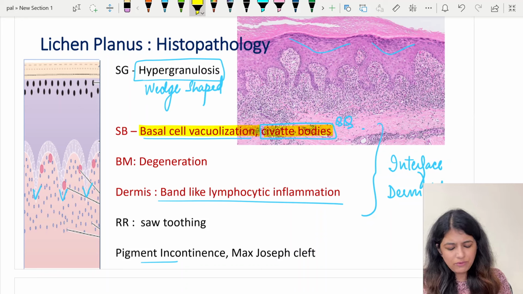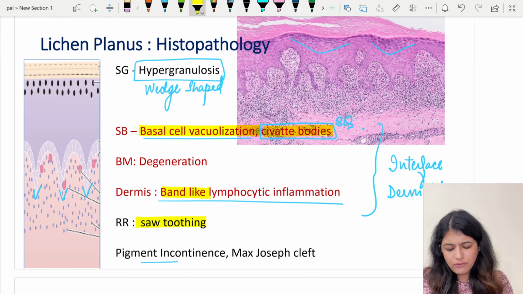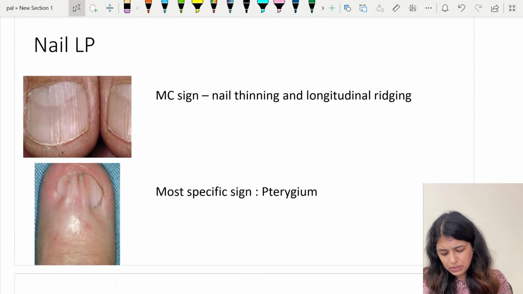Another important named finding is civet bodies, then sawtoothing of the rete and band-like inflammation in the dermis. Very, very important points of histopath of lichen planus. Now, in the nail, a very important image here is this, where you see this wing-shaped fold of the proximal nail fold coming to the nail bed.